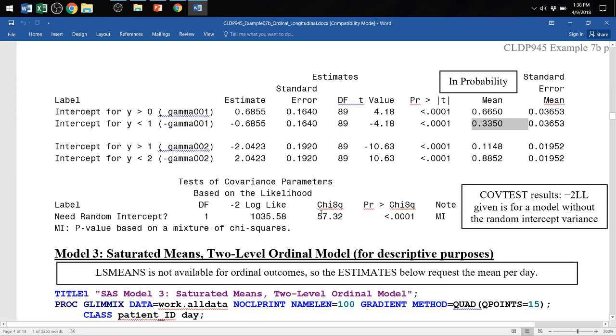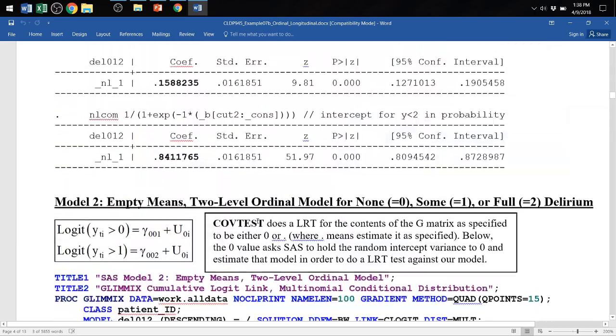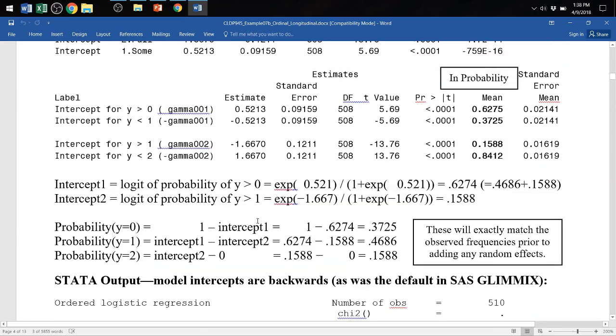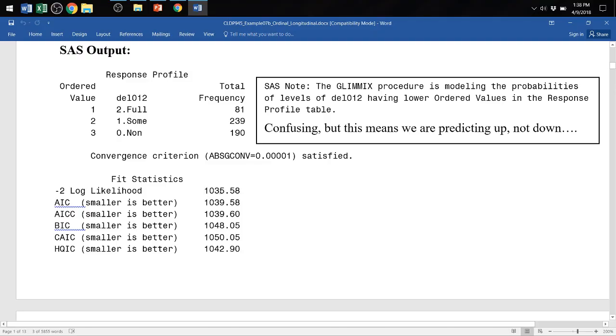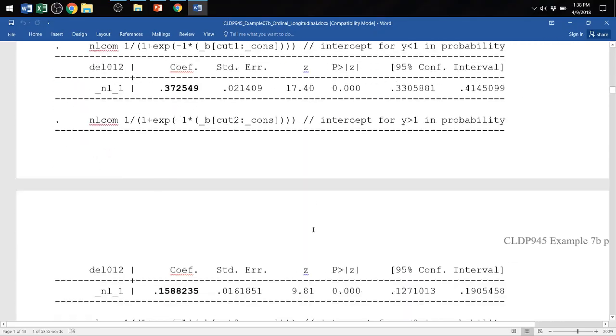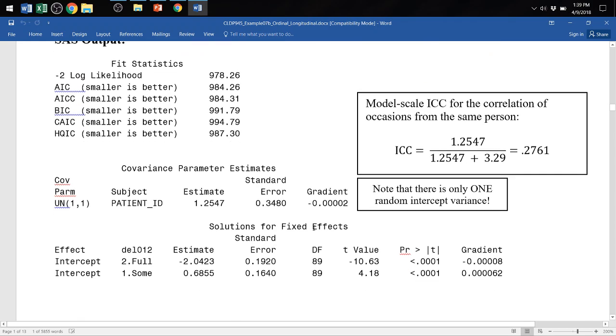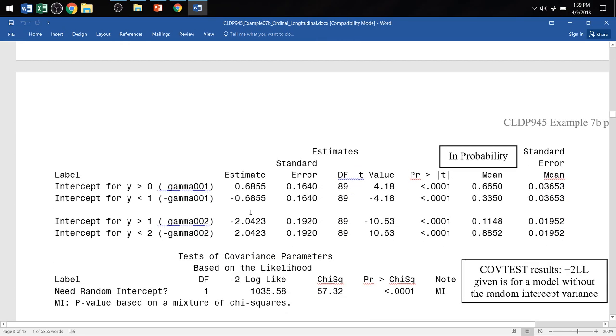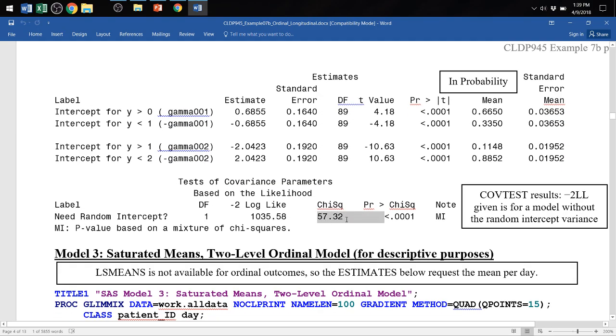Here's my covtest. So this minus 2 log likelihood value that shows up here of 1035, that's what we should have had in the previous model if it was working correctly. Yes, that's what it is. Hooray. So it's essentially estimating a nested model for you, and then computing the difference between the two minus 2 log likelihoods. So that minus 2 log likelihood difference is the thing it's labeling as chi-square, and it's giving you a p-value to go with it.